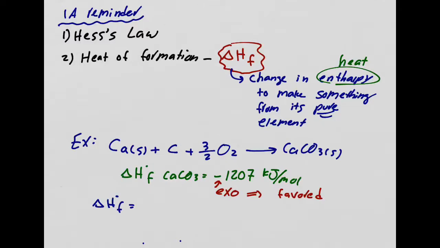Now in Chem 1A, you learned that to determine delta H of the reaction, it is product minus reactant, and you use the delta H of formation for the products and subtract the delta H of formation of the reactants. Again, this is a little bit of review from Chem 1A. So Hess's Law and heat of formation, those are the two things you have to know.